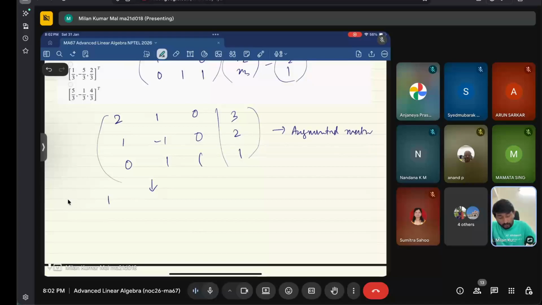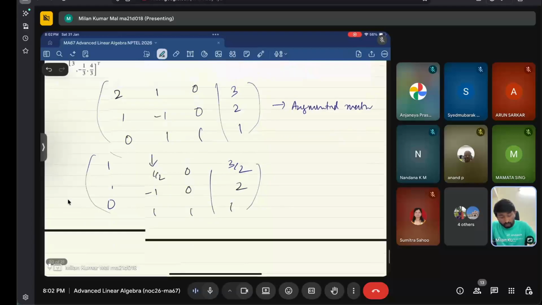So first, you have to make 1 here, so that 0, that will be 3 by 2, then it will be as it is: 2 0 1 1 1. So now what you have to do is make this term 0. So how to make that?